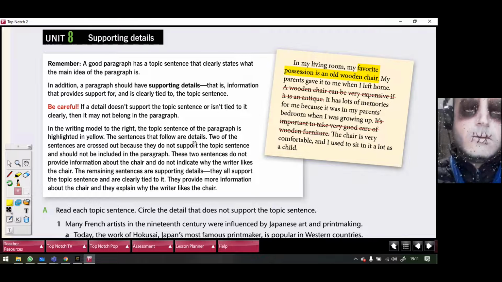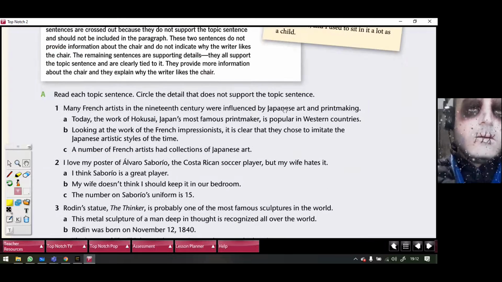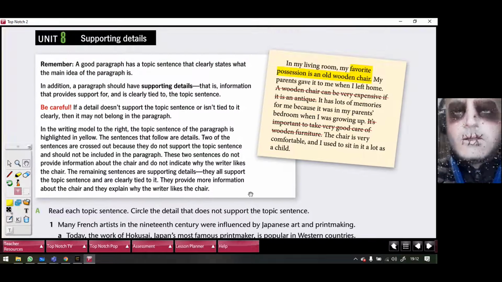The sentences that follow are details. Two of the sentences are crossed out because they do not support the topic sentence and should not be included in the paragraph. These two sentences do not provide information about the chair and do not indicate why the writer likes the chair. The remaining sentences are supporting details. They all support the topic sentence and are clearly tied to it. They provide more information about the chair, and they explain why the writer likes the chair. Okay, so this is it.